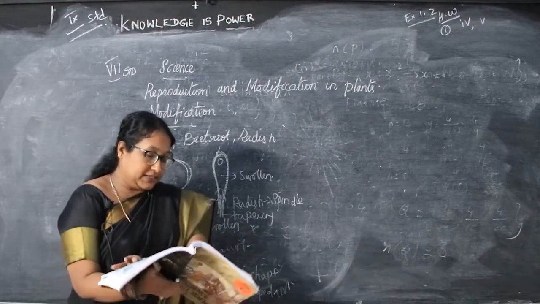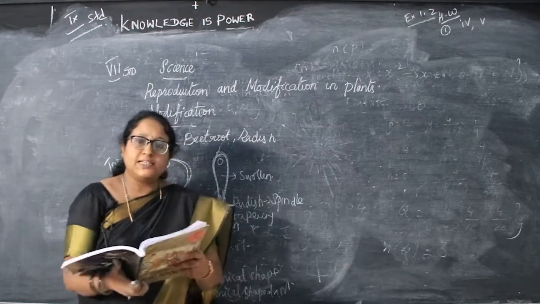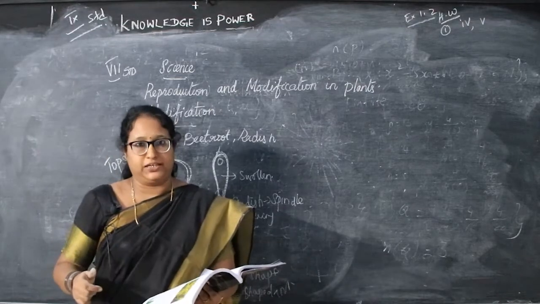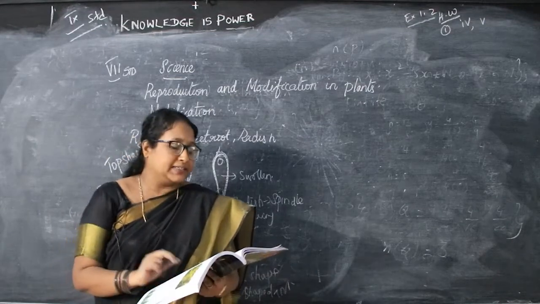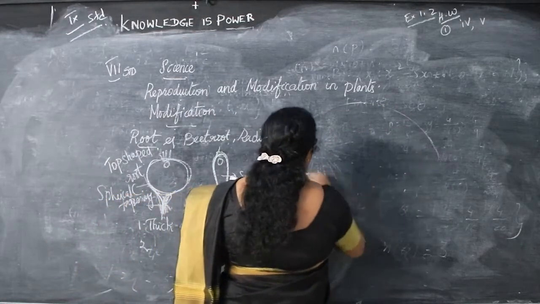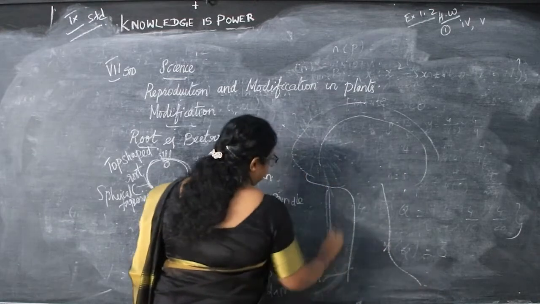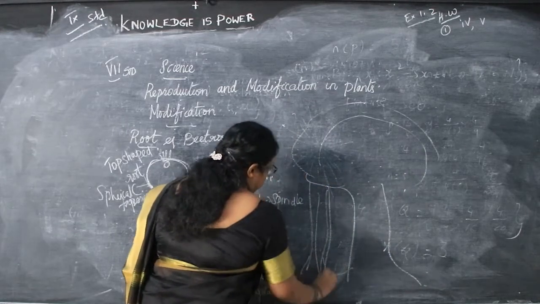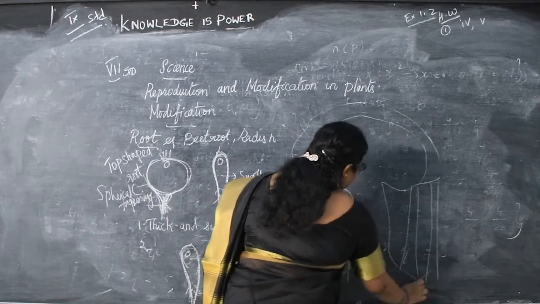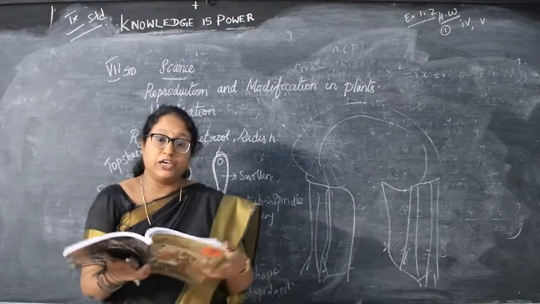Then we have seen the roots for storage. Next we will see mechanical support. Now what is mechanical support? For example, a banyan tree. Everyone knows what a banyan tree is. It has many trunks. Because why does it have many trunks? Because it is very huge and large.